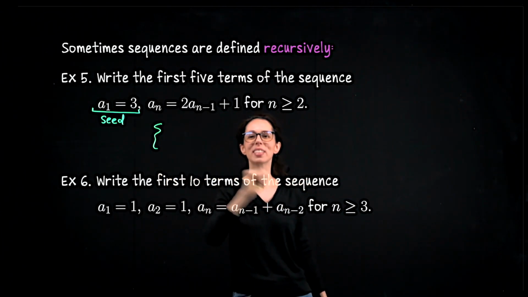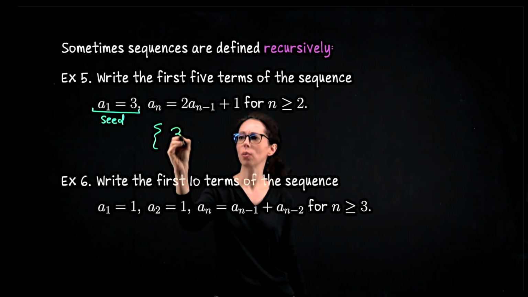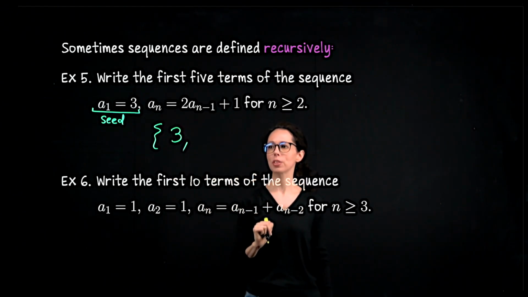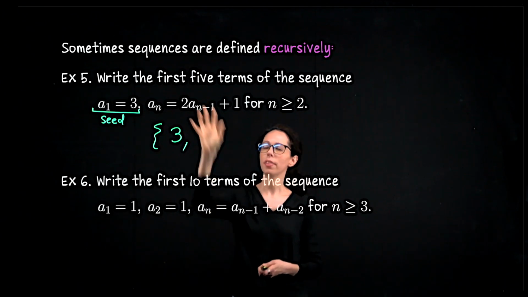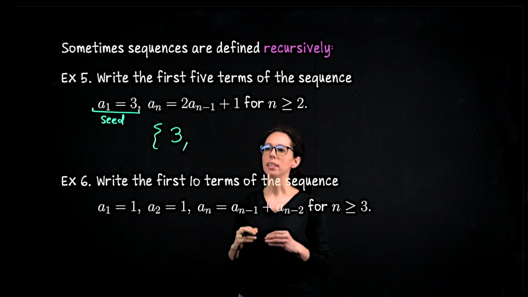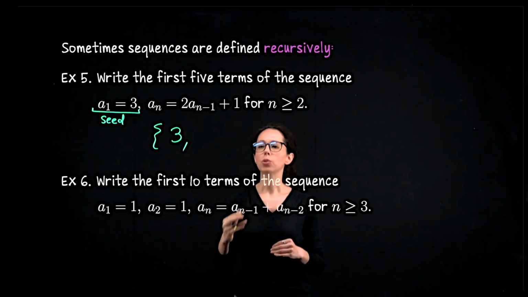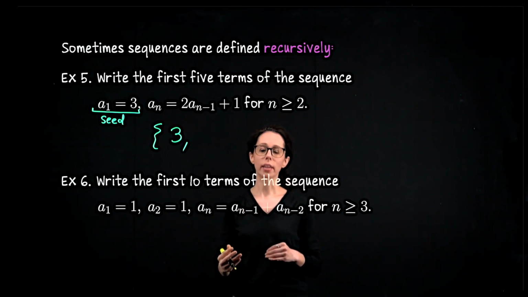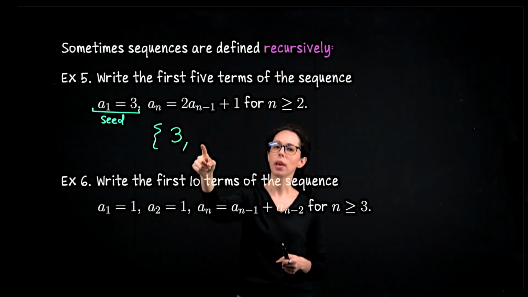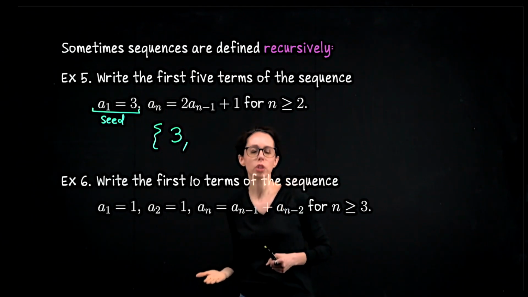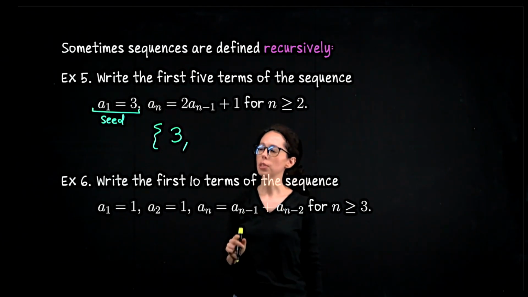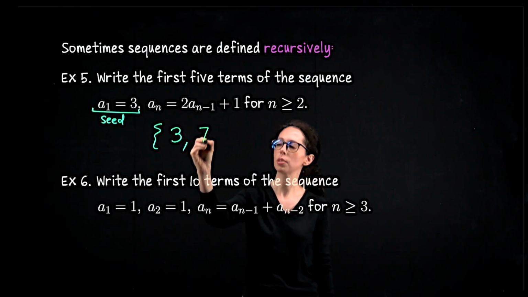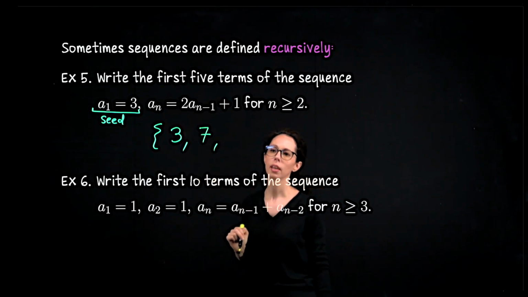Sorry, the first term in the sequence, a sub 1, is 3. I was about to write down 1, but our first sequence term is 3. Now, this expression tells us that a sub 2 would be twice a sub 1 plus 1. So to get to the next term, you're going to use this formula based on what you just wrote down. So 2 times 3 plus 1 is 2 times 3 is 6 plus 1 is 7.